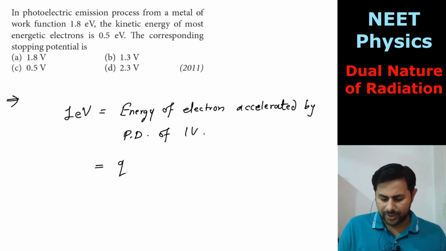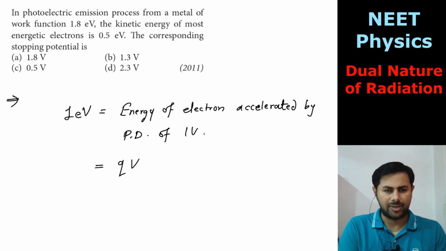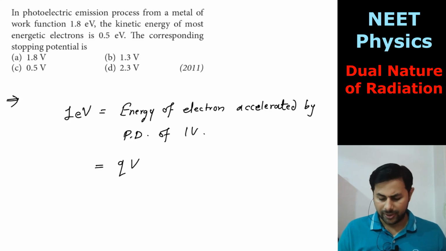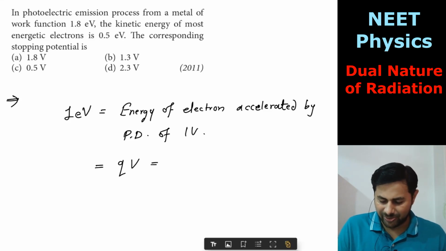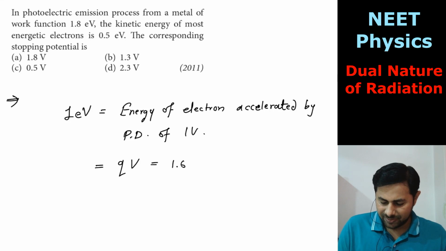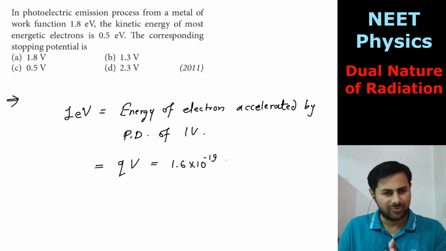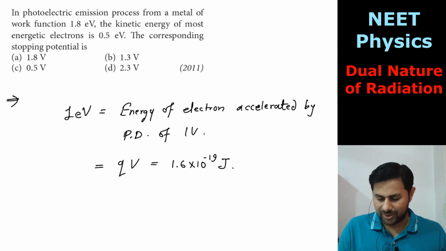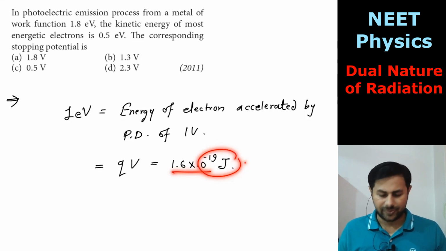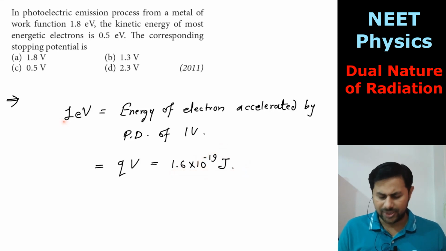So we know that energy would be equal to charge multiplied by potential difference. Charge on an electron is 1.6 multiplied by 10 raised to minus 19 coulombs, and potential difference is 1 volt, and therefore it is equal to 1.6 into 10 raised to minus 19 joules. 1 electron volt is just equal to 1.6 into 10 raised to minus 19 joules. So we need to remember this unit.